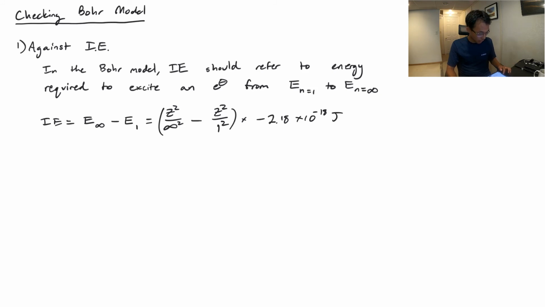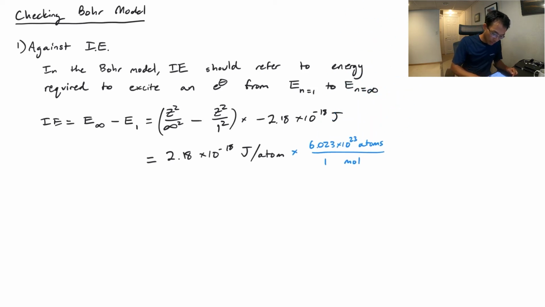And so we can plug all of that in for the hydrogen atom here. For hydrogen, Z is equal to 1, and infinity squared is very big. So this is negative 1 times your negative 2.18 times 10 to the negative 18 joules. That should be trivial math, and it comes out to positive 2.18 times 10 to the negative 18 joules per atom.